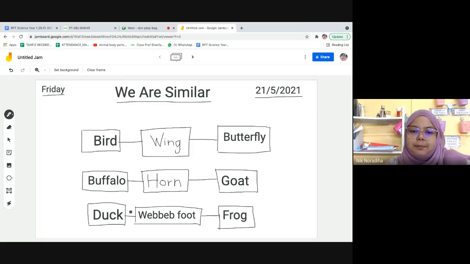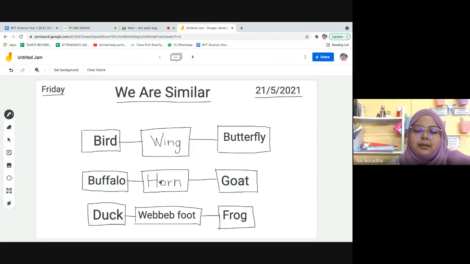one similar body part. For example, on your screen now you can see the wing. So for wing, bird and butterfly, they have the same body part, which is wing that can help them to fly. Bird and butterfly are different animals, but they have the same body part, which is their wing.